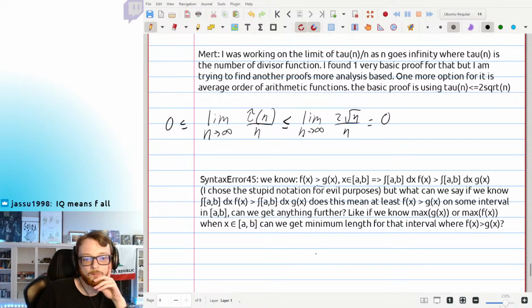Okay, yeah, we know that if f is greater than g, then so are their integrals. Stupid notation for evil purposes. Okay, I see, the stupid notation is putting the dx first. Oh, like emotional quotient or whatever. At first I was thinking of equalizer, like you EQ sound, but I don't think that's it. Can we say if we know?